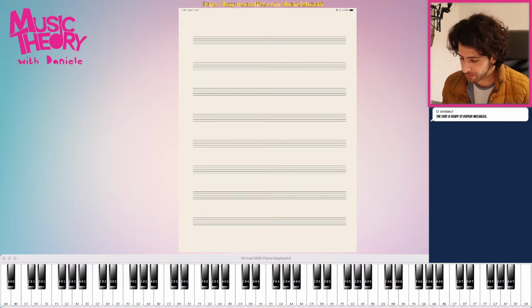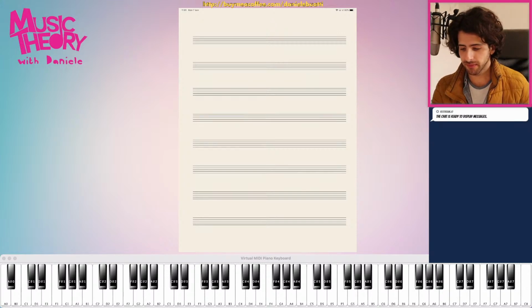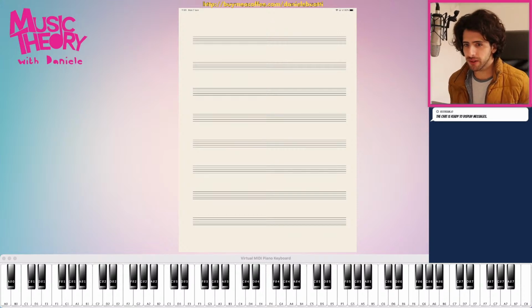So there are 2 types of clefs: treble clef and bass clef. Treble, bass. In the world of piano, generally the treble clef is attributed to the right hand, and generally the bass clef is attributed to the left hand. Everyone happy with that? Cool.